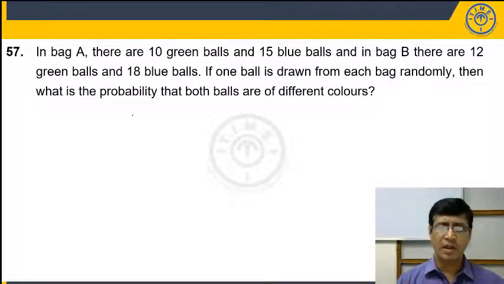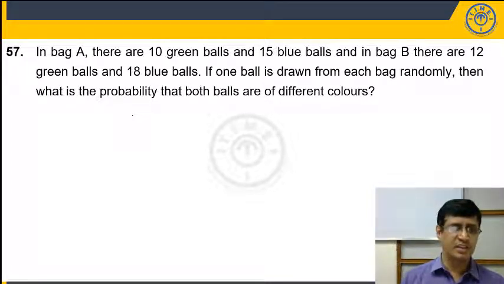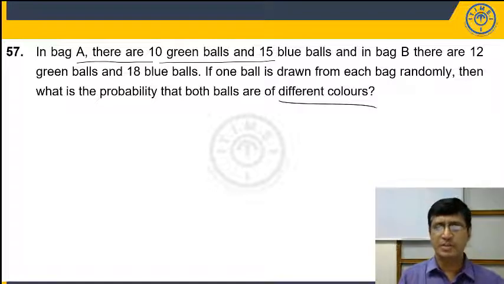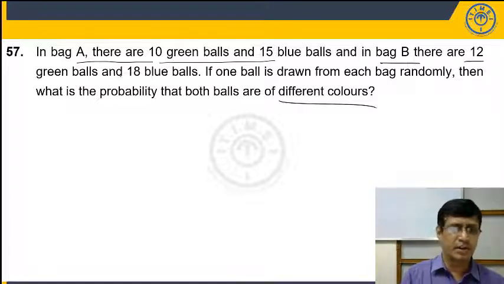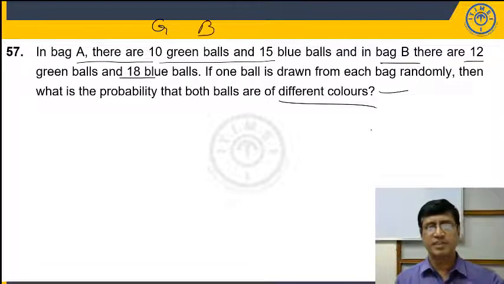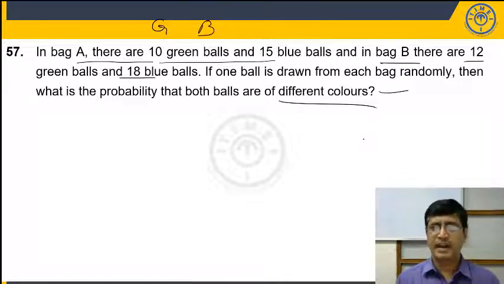If one ball is drawn from each bag randomly, then what is the probability that both the balls are of different colors? Bag A, total 25 balls. Bag B, total 30 balls. What about the color? Green and blue. What is asked here? When one ball is drawn from each bag, we should get different colors.